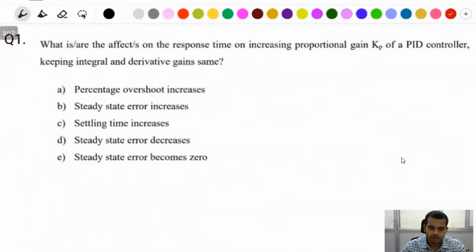The given question number first. What is the effect on the response time on increasing proportional gain Kp of a PID controller, keeping integral and derivative gains the same? You know about the PID controller.